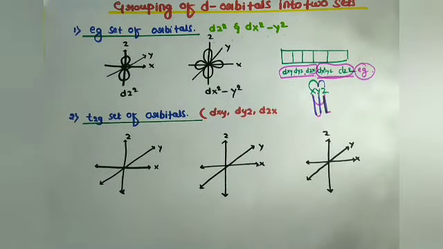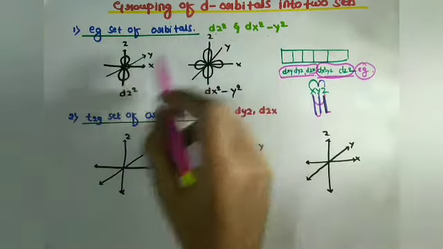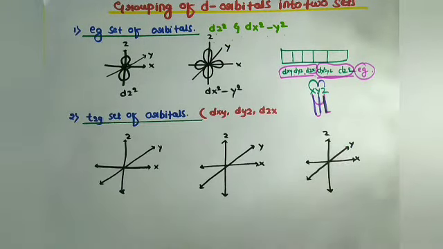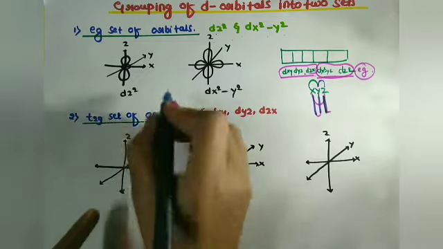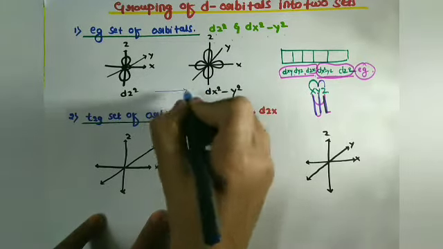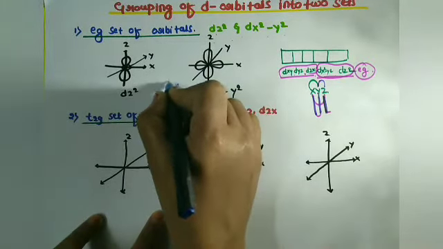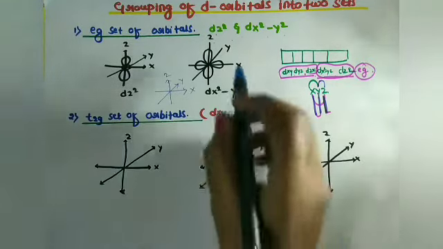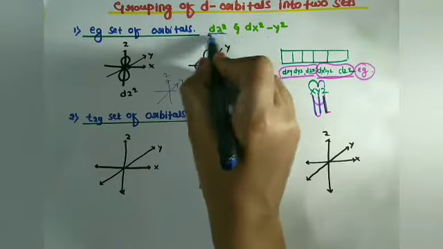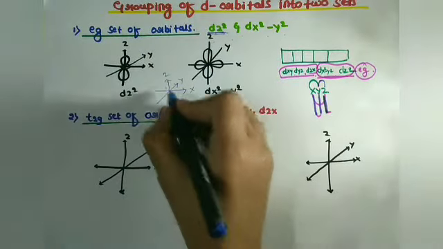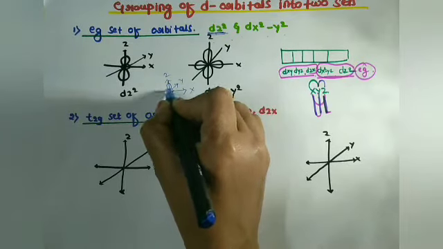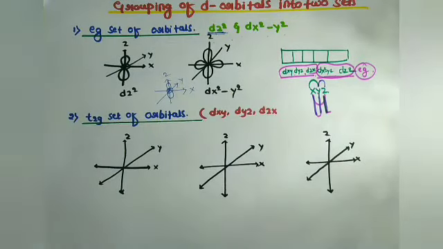Then how do we draw these orientation diagrams? First, dz square. How to draw dz square? See here, it is the x axis, the y axis, and the z axis. Here we want to draw dz square. For dz square, the lobes are present along the z axis, so this is the dz square.